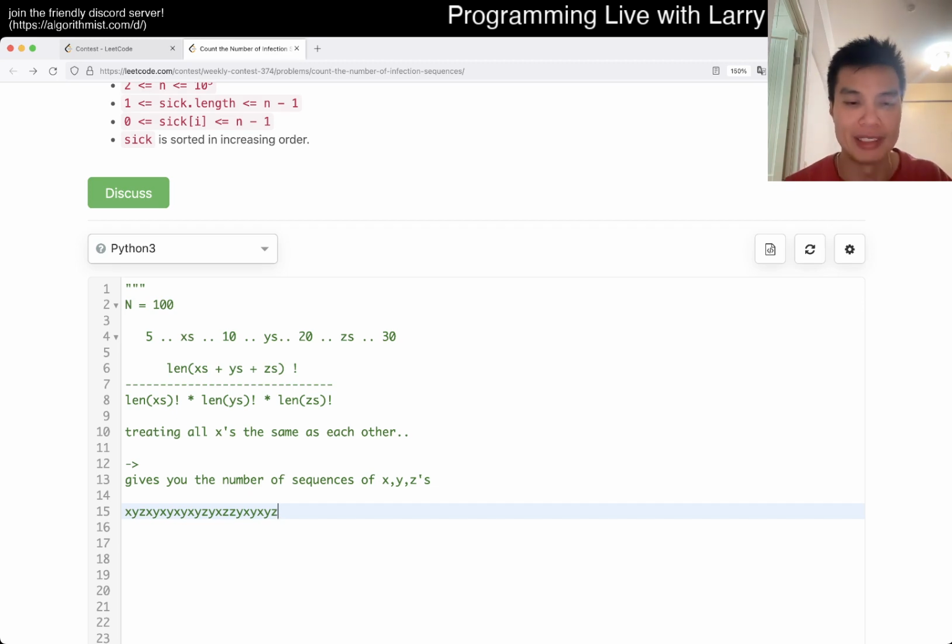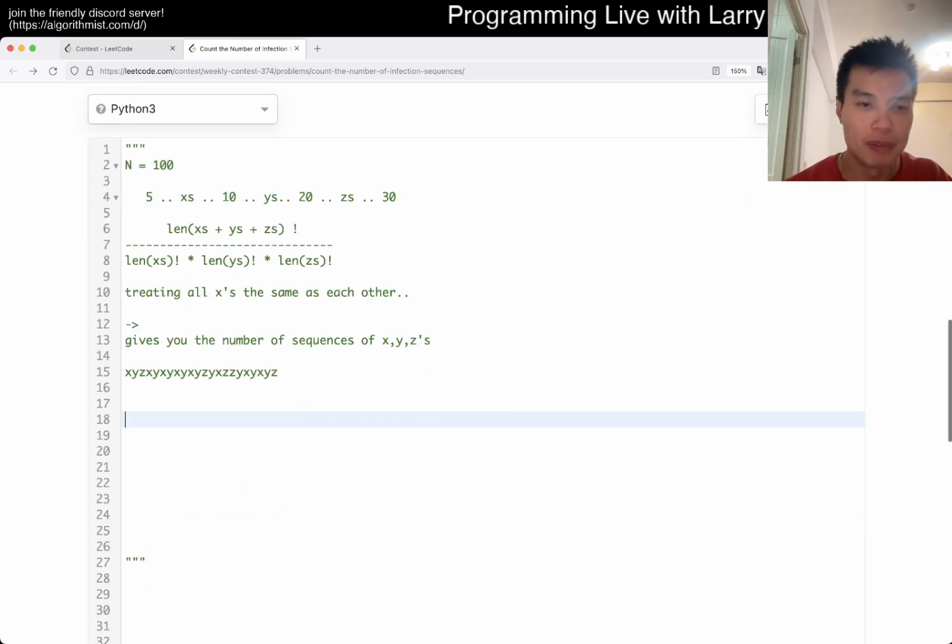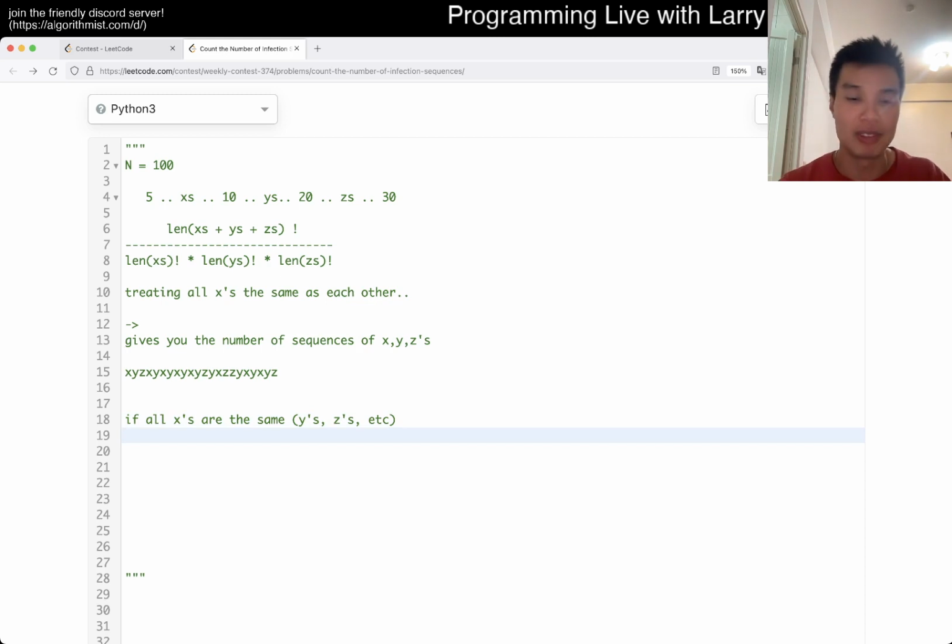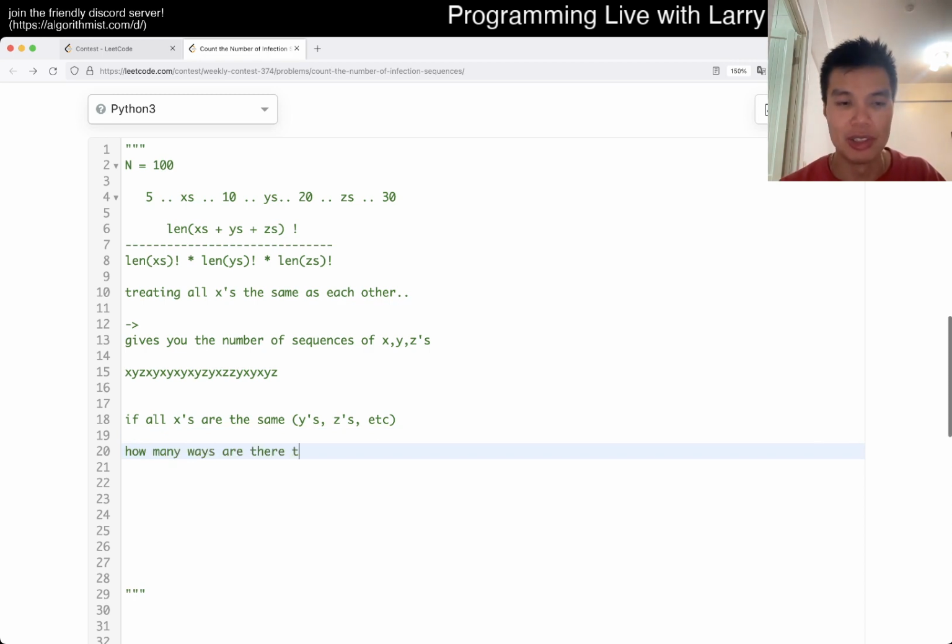The way to go back up is that you can think about this as one way to do it, but that is if all the x's are the same, right? If all x's are the same, and y's, z's, etc. But in this case, they're not. So how do we think about this? The idea here for me is, how do we count how many ways there are to count x's?